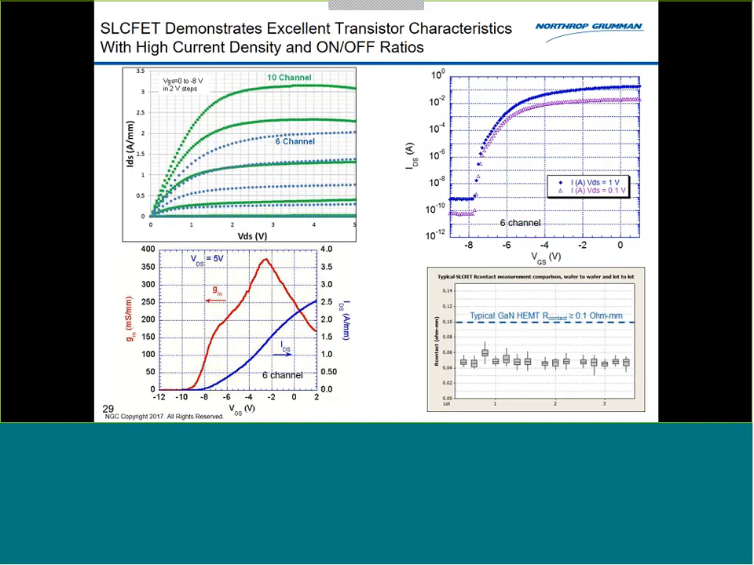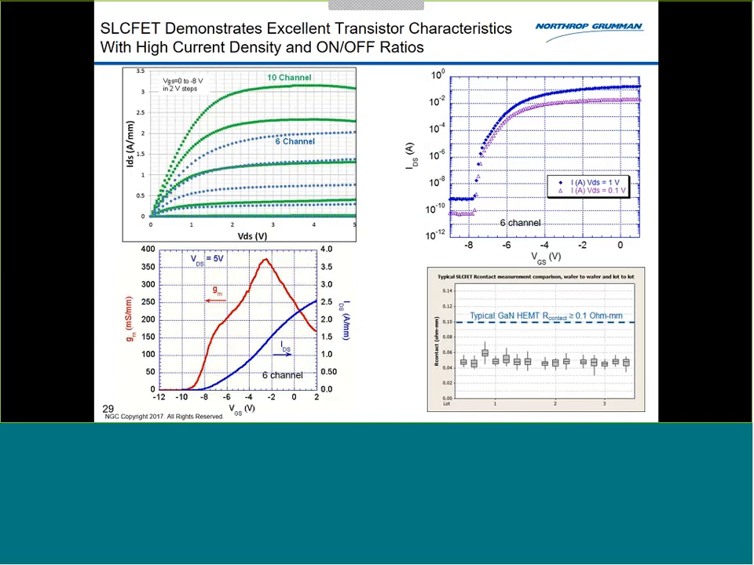So in terms of device characteristics here, on the left I show an IV curve showing both a 10-channel and a 6-channel version. For those of you who aren't terribly familiar, the 2 amps per millimeter that we're getting for a 6-channel device compares to 1 amp per millimeter for a conventional GaN device, if I just made a conventional GaN device. And with the 10-channel I get better than 3 amps per millimeter.